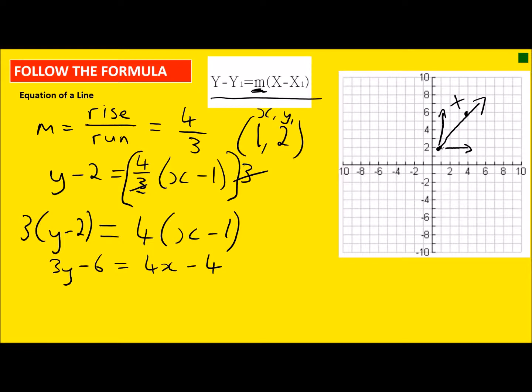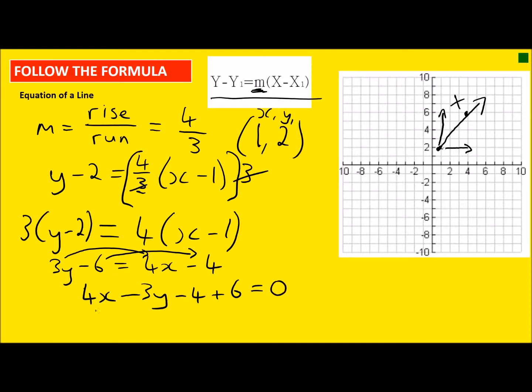The equation of a line is always x, y, number. So we have our 4x. We need to move our y over to that side of the equals: minus 3y. We need to move the minus 6 over. It goes from minus 6 to plus 6. And that'll all be equal to 0 because there'll be nothing left on one side.